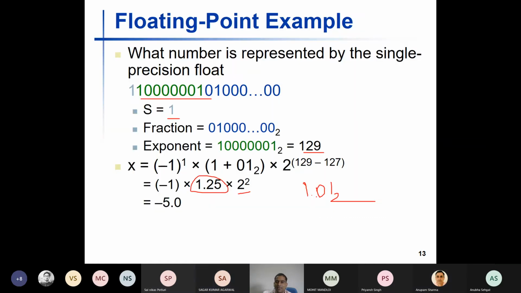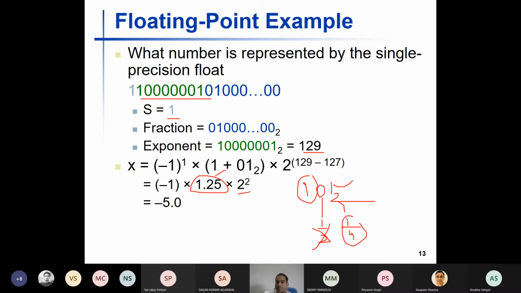That's the number. Yeah, because this 0 is equal to 1. I mean, the weight of this bit is half. The weight of this bit is 1/4. So this is 0, so we don't count it. This bit is 1, so we count it as 1/4. That means 0.25. So that 1 is here anyway. So 1.25.